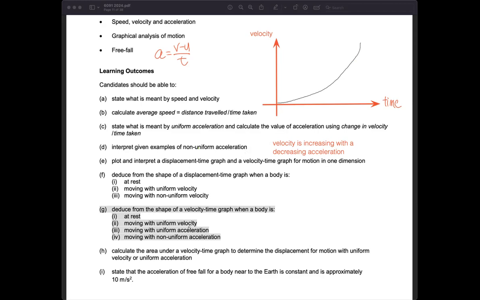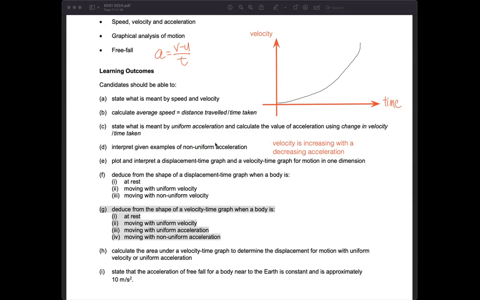Is it moving with uniform velocity? Yes or no? Is the thing at rest? There is velocity, so it's not at rest. Is it moving with uniform velocity? No. So in this case, it is not at rest, and not moving with uniform velocity. It's also not moving with a uniform acceleration. Why do I say that?